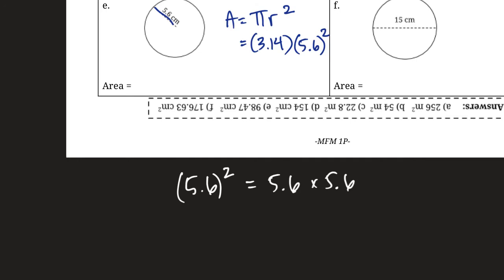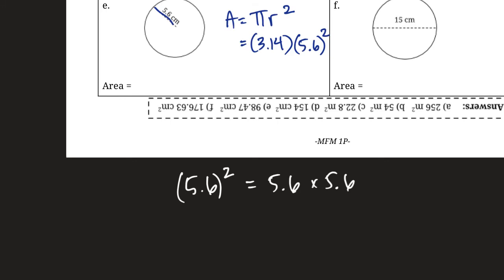So on your calculator, you could literally do 3.14 times 5.6 times 5.6, and you'll get the correct answer. Or you could just use the squared button. A lot of calculators have a power of 2 button that you could just use. The one thing to be careful of is don't multiply these 2 things first. Again, remember our order of operations. We have to do our exponents first, so 5.6 to the power of 2, before we multiply. Okay? So do the 5.6 squared times 3.14.